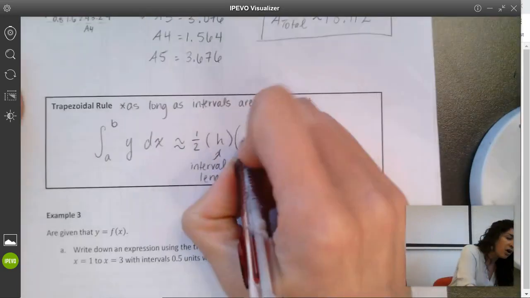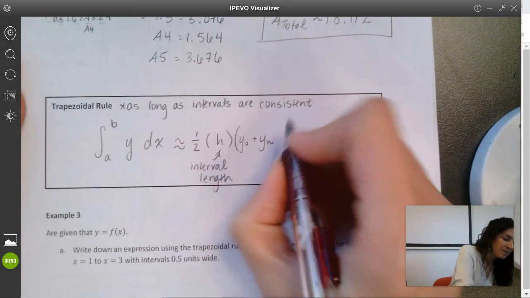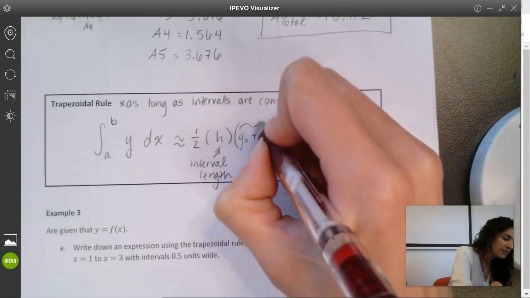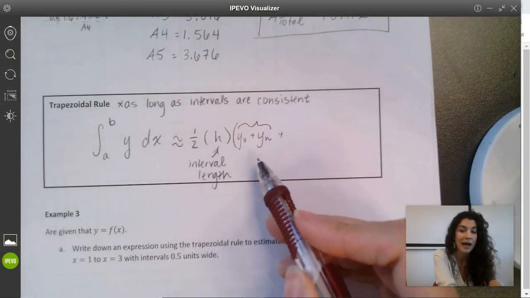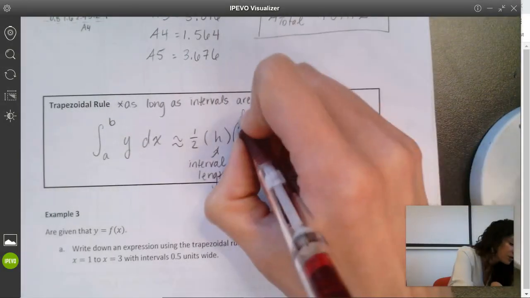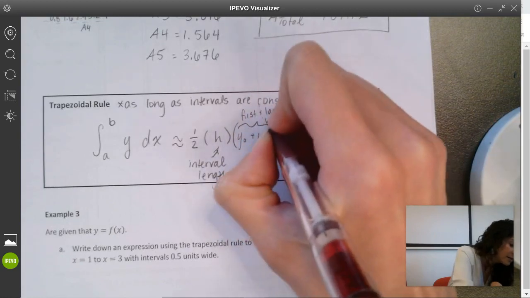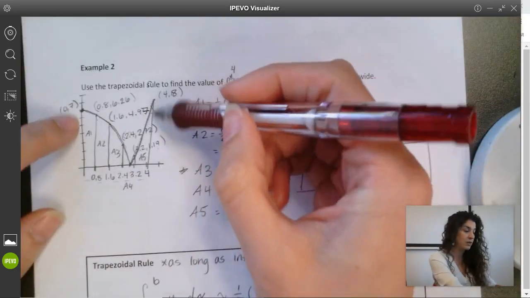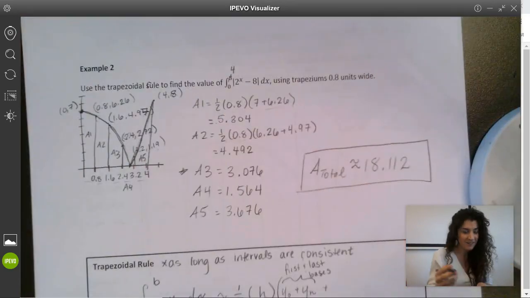Okay, well, they call it y sub 0 plus y sub n. Y sub 0 is your first base, and y sub n is your last base. So first and last bases. So remember that your bases are the base of your trapezoid, right? So really your first and last heights.